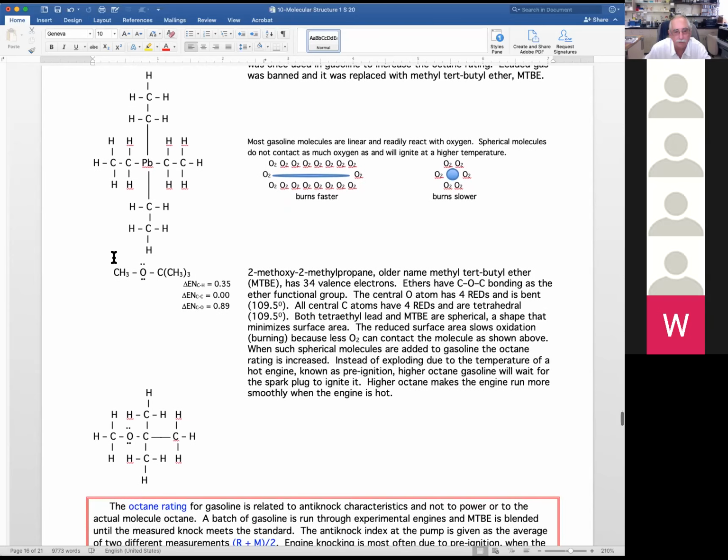So here's the structure of methyl, and this is the tert-butyl. And when you have a carbon oxygen to a carbon, that's an ether. So methyl, tert-butyl, and it's an ether. And here is the structure of it. Okay. And you can see it also is spherical. You guys following that?